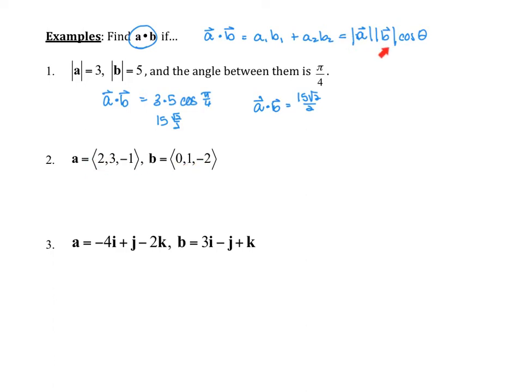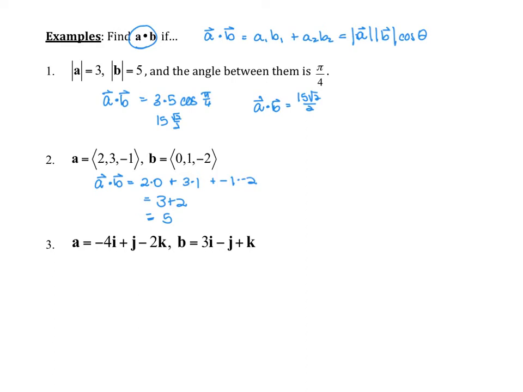Okay, but you'll notice in this next example, I'm only given the component form of the vectors, and I don't have an angle, so I can't use this piece. I'm going to do the component form this time. A dot B is going to be equal to 2 times 0 plus 3 times 1 plus negative 1 times negative 2. So we get 0 plus 3 plus 2, so A dot B is 5. And that makes sense because remember the dot product is a scalar.